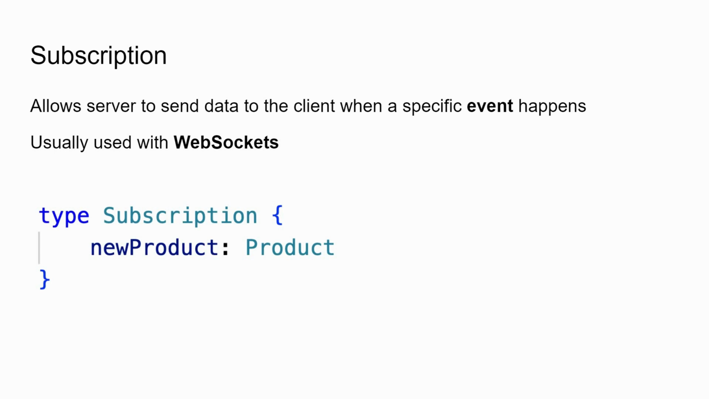The client opens a WebSocket connection, specifies events it wants to listen to, and waits till they occur. After that, the client receives data that is defined in the schema. In our case, there is a subscription to the product. Each time the server creates a new product, the client is notified and receives a new product object.